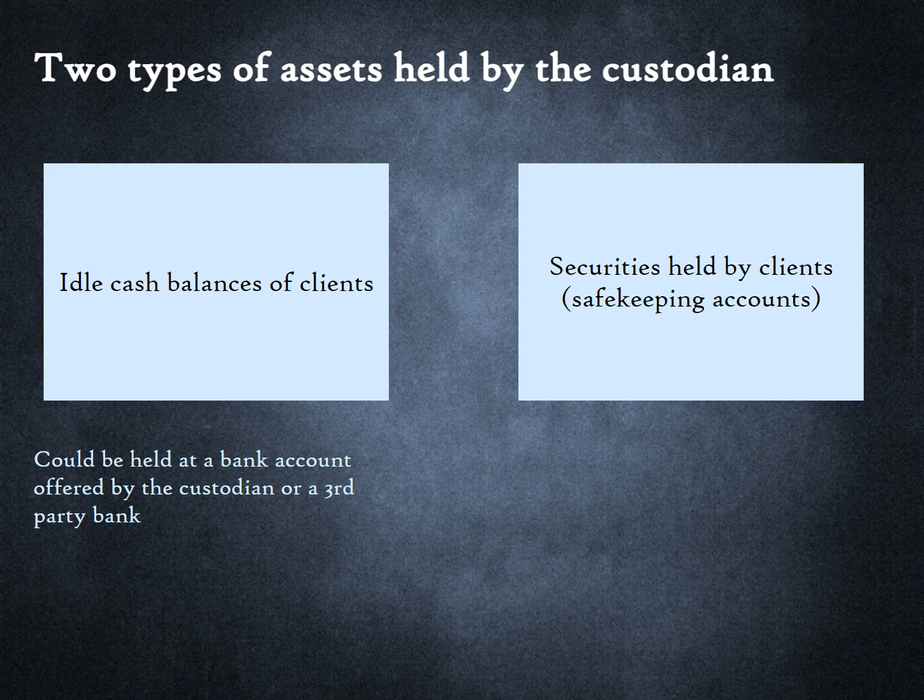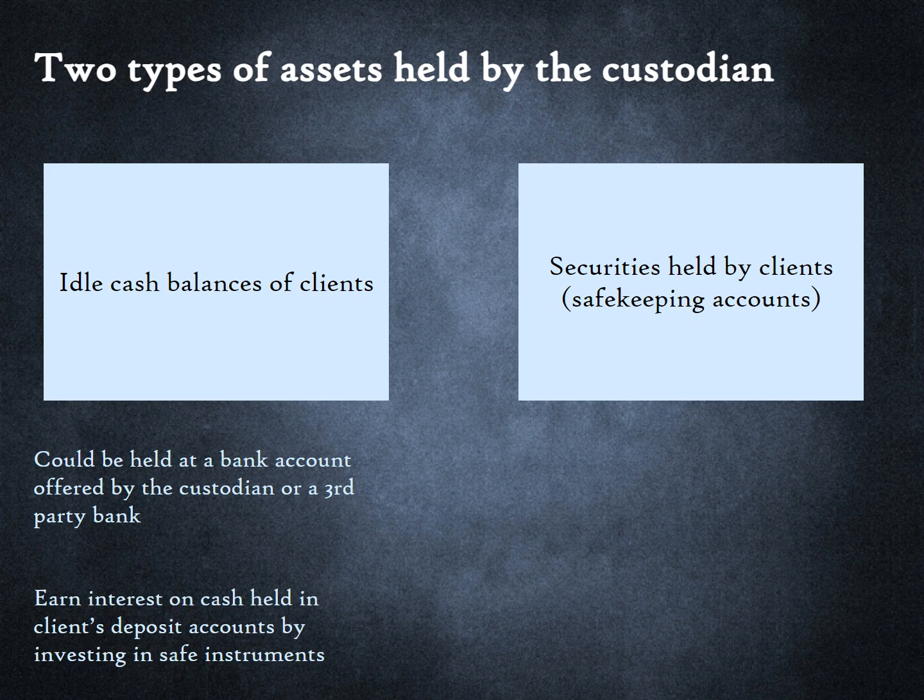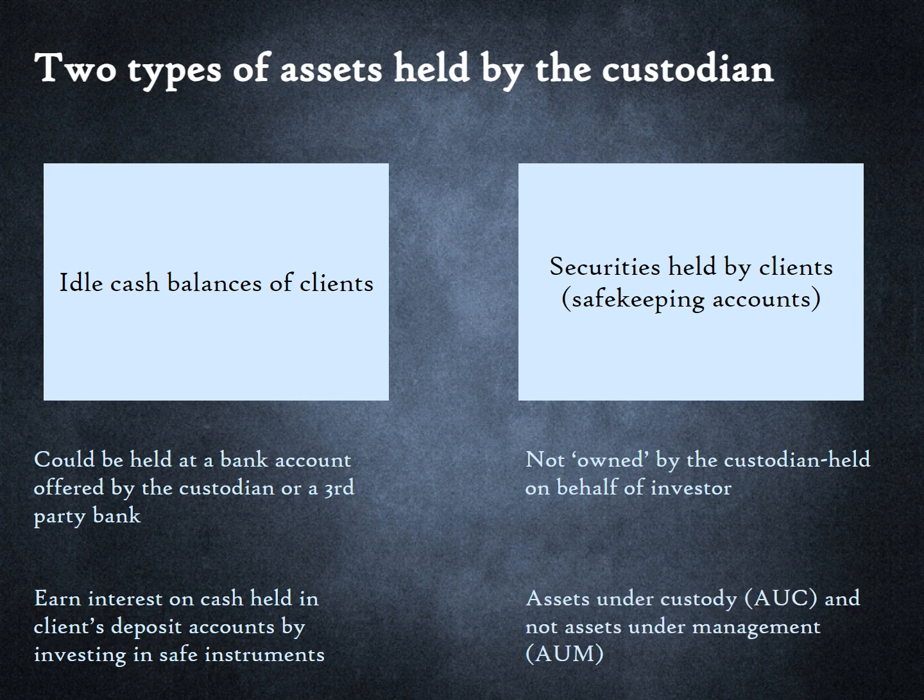Otherwise, the custodian will ask clients to deposit cash in a third-party bank. The custodian earns income on these idle cash balances by investing them in very safe instruments. However, once the cash is converted to securities, the securities are not held on the custodian's books. Rather, they are held on behalf of the client. These are assets under custody as opposed to assets under management. The wording indicates that custodians don't make investment decisions.